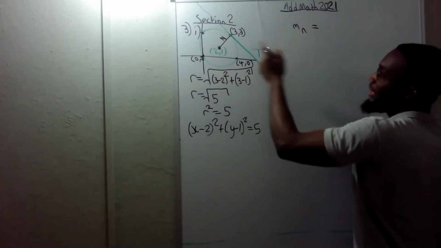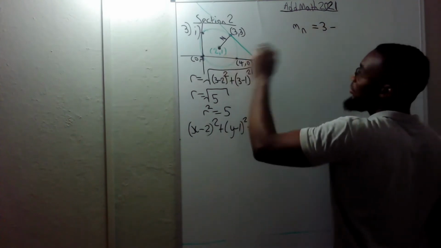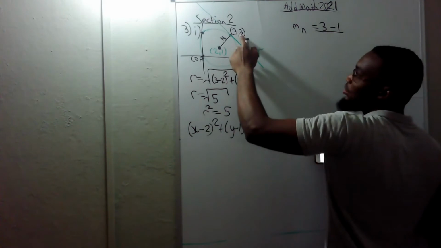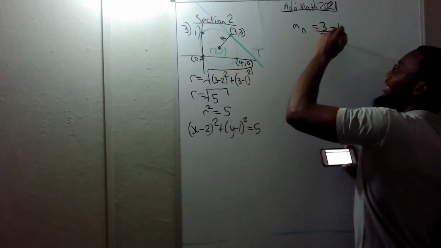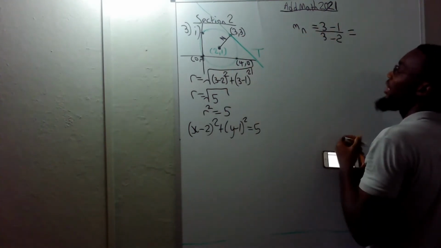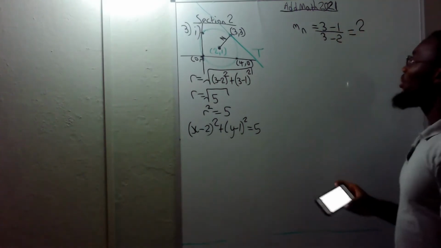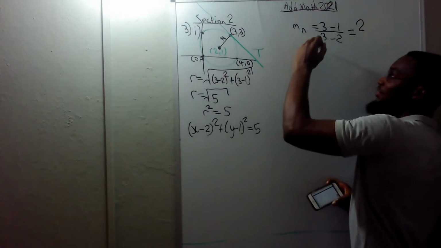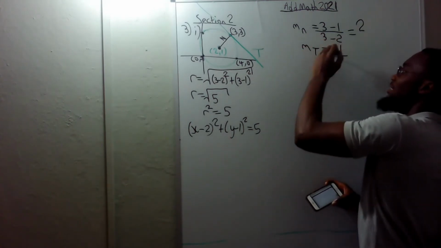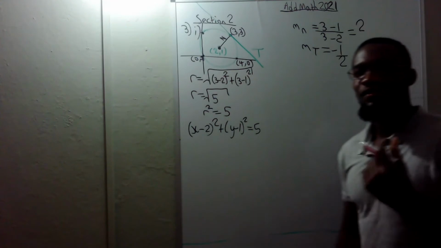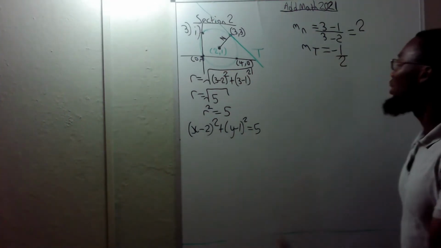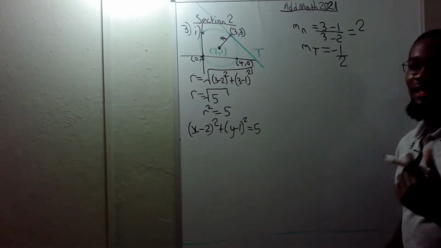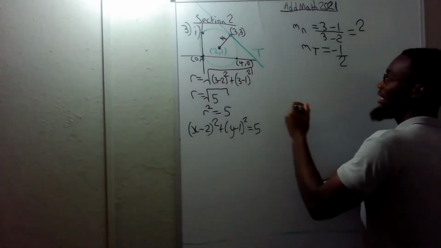The gradient of the normal is y2 minus y1 over x2 minus x1. So the normal has a gradient of 2, since 3 minus 1 is 2, guys. Then the gradient of the tangent is going to be negative 1 over 2, because the gradient of the tangent is minus 1 over the gradient of the normal.